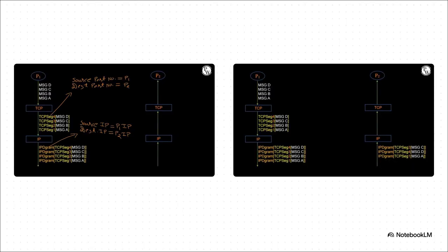So the crucial point here is understanding exactly where TCP sits in the hierarchy. TCP encapsulates messages into segments, and it's responsible for process-to-process delivery. It uses source and destination port numbers to make sure data gets to the correct application on a specific machine. But TCP actually has no idea how to navigate the global internet. It just passes those segments down to the IP layer, which wraps them up in IP datagrams. The IP layer is what uses source and destination IP addresses to handle host-to-host delivery, actually moving the data from one physical machine to another across the globe.